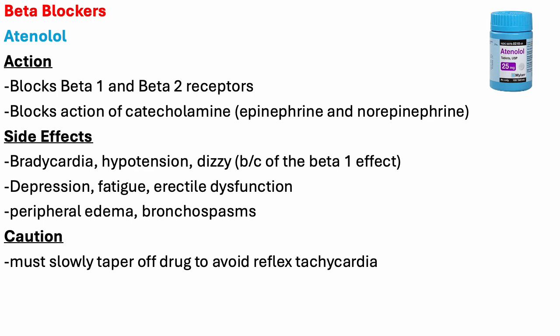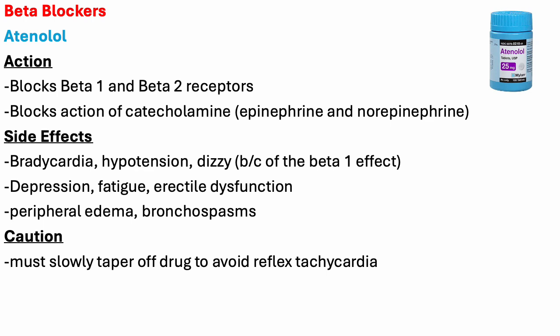Next is your beta blockers, and the drug is atenolol. So the action of this drug is to block beta 1, which is like your heart, and beta 2, which are your lung receptors. So beta 1 controls your heart rate and contractility. So if beta 1 was blocked, it would decrease heart rate and decrease blood pressure. Beta 2 is your bronchodilation center. So blocking this will cause bronchoconstriction.